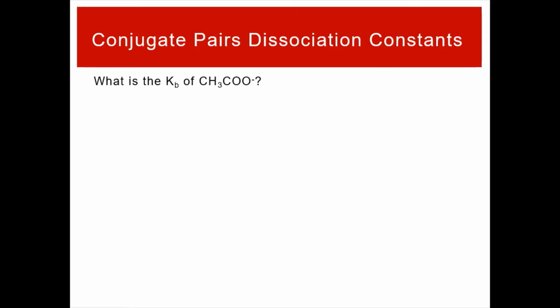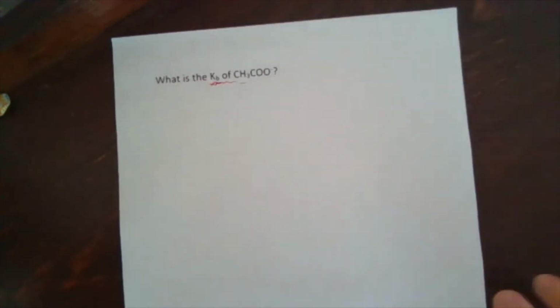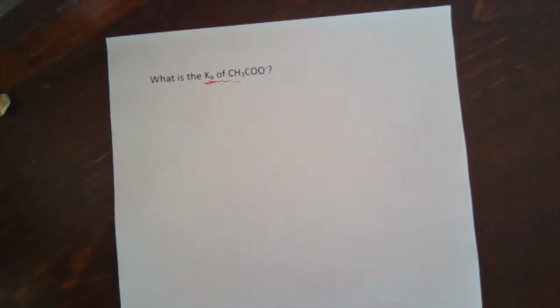Let's do it. What is the Kb of CH3COO-? That is acetate, and I want to know the Kb of it. So what is the Kb of CH3COO-? We can see it's an anion. That tends to indicate that this is potentially a base. We're dealing with Kb explicitly. We want to know how this thing behaves as a base.